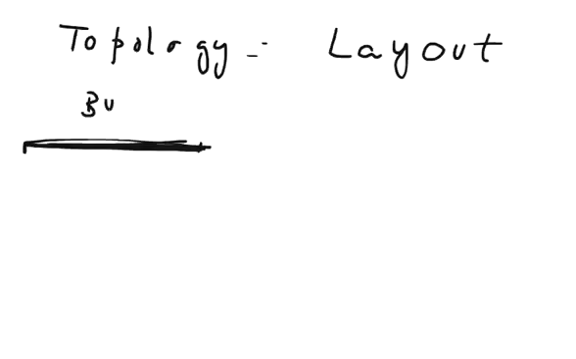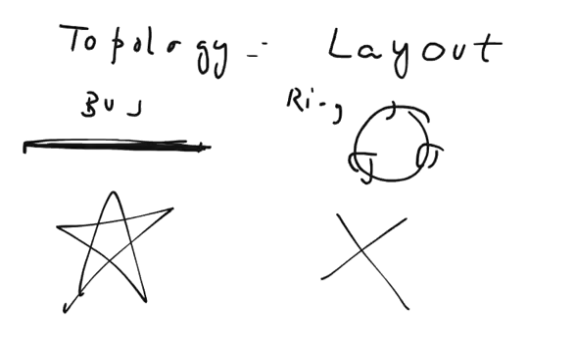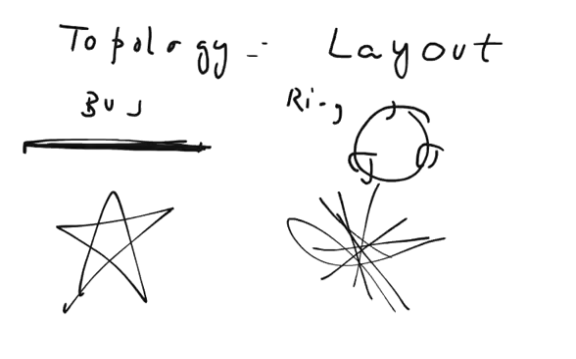Number one is bus topology. Number two is ring topology. Number three is star topology, and you can also have mesh topology, and these are the four major types of topologies we can use to lay out our networks.